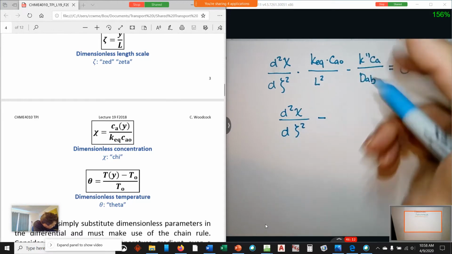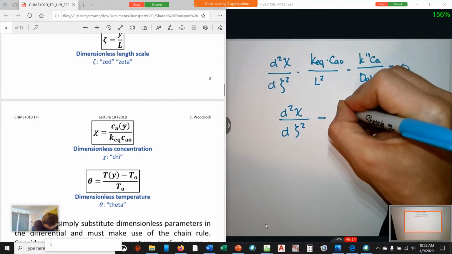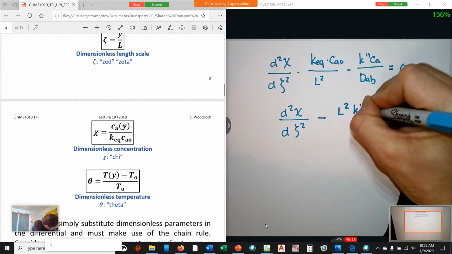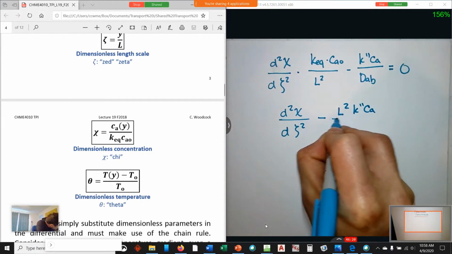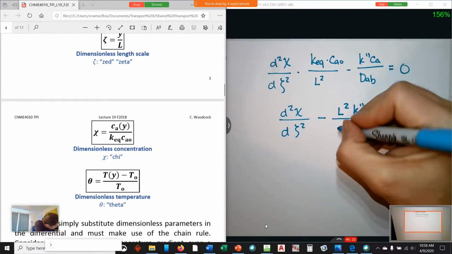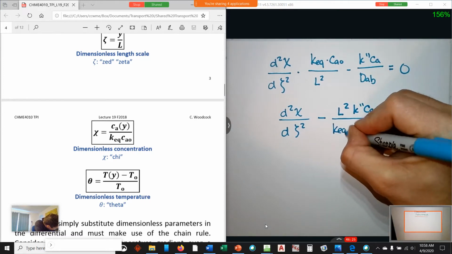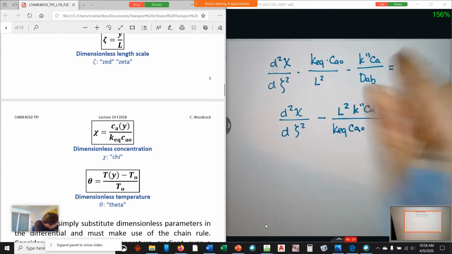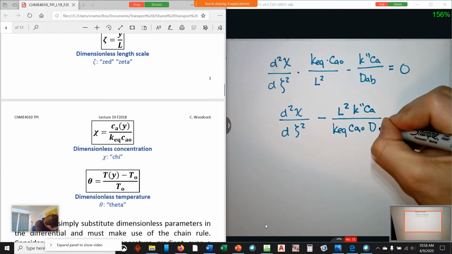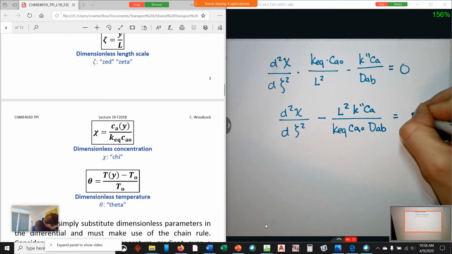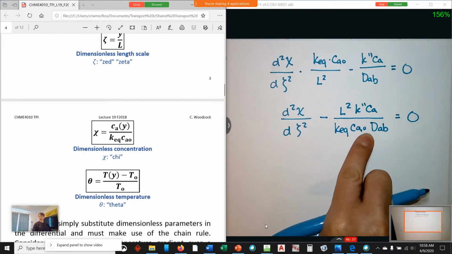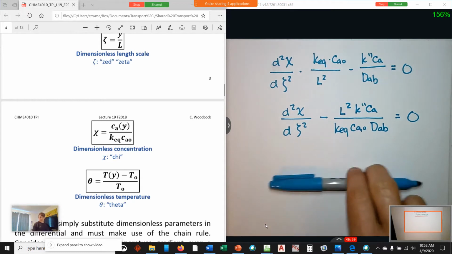minus L squared K double prime C_A all over K_EQ C_A0 times diffusion of A through B. All right, so if this is dimensionless, then this should also be dimensionless.